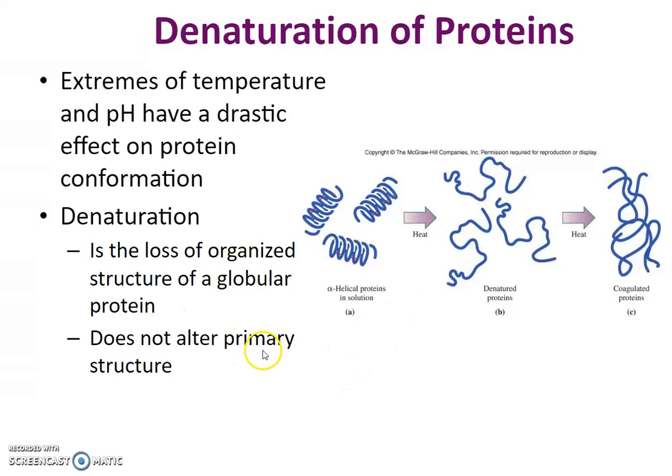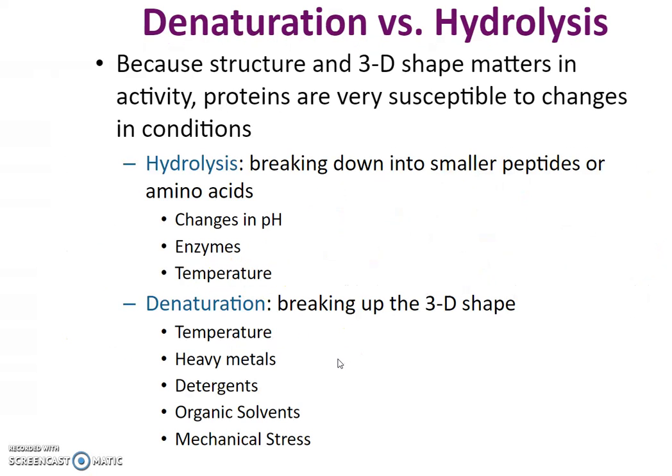It doesn't alter the primary structure, but it does alter the secondary and tertiary structure of the protein. Because the 3D shape matters in the activity, proteins are very susceptible to changes in those conditions. So you can end up breaking them down into smaller peptides. That's hydrolysis. Changes in pH will do that.